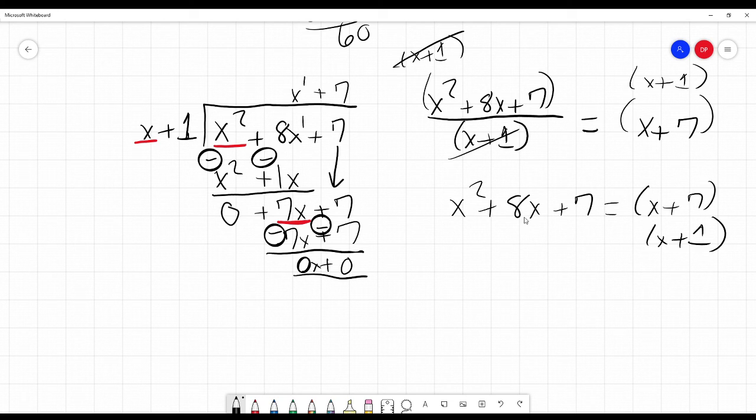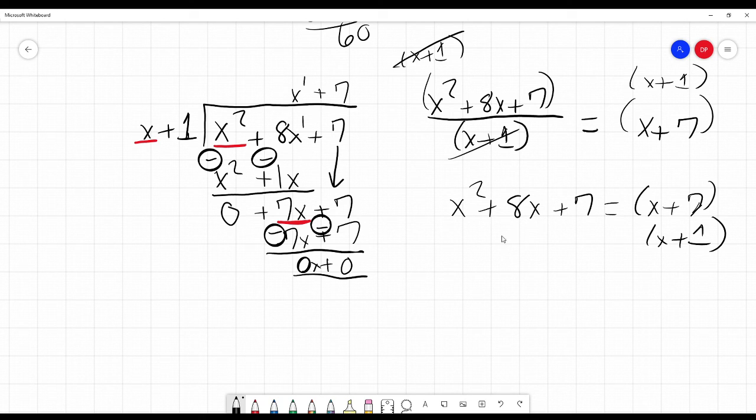Okay, because remember, you've learned how to factor trinomials, and so you should realize that this trinomial would factor to x plus 7 times x plus 1, because 7 times 1 is 7, and 7 plus 1 is going to be 8, which is the middle term right there.